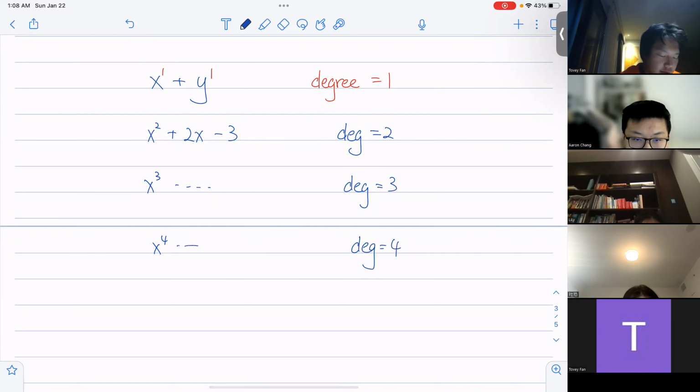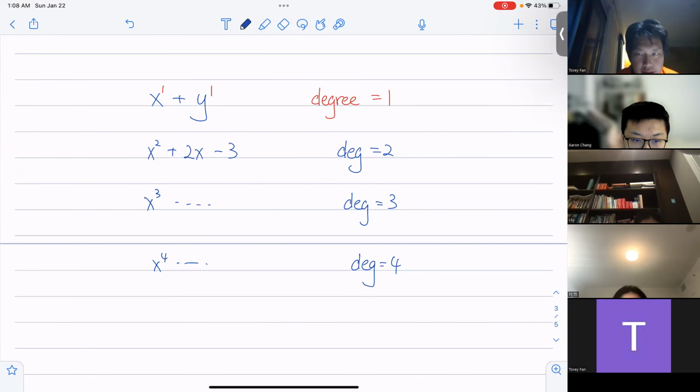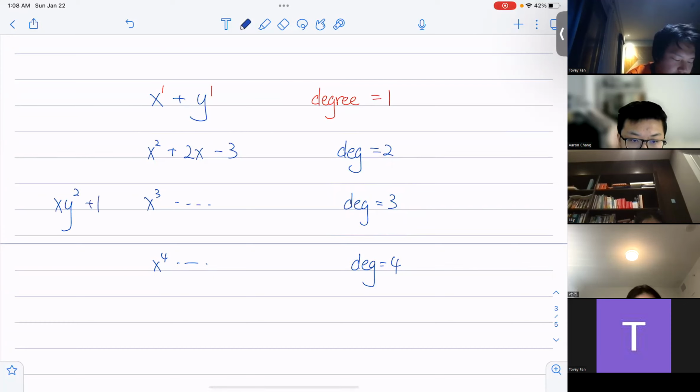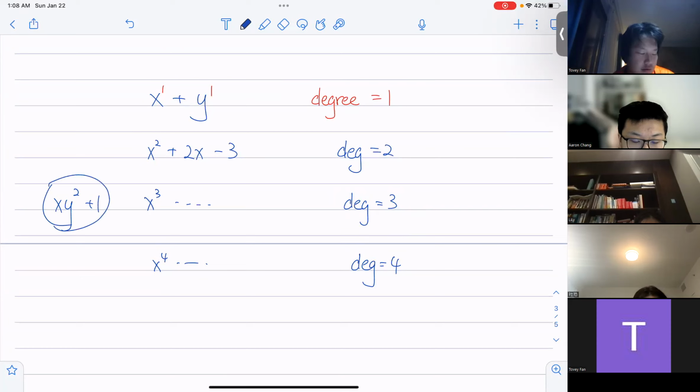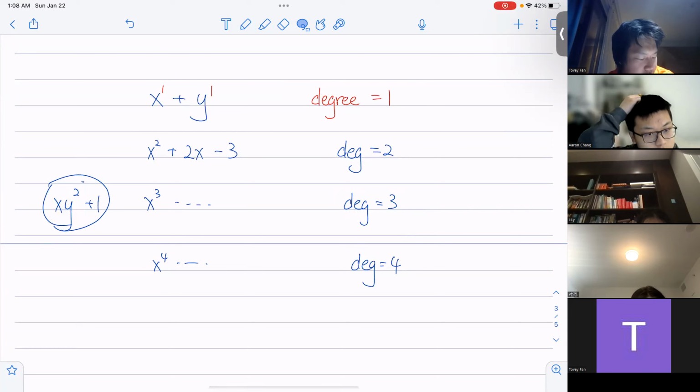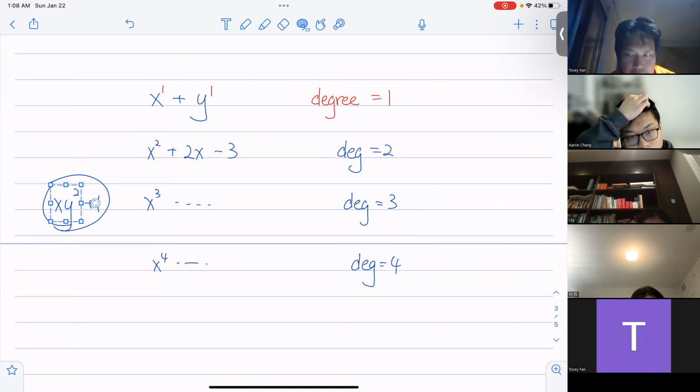Now, the degree doesn't only apply to x terms. It could have a combination of x and y, as long as the sum of their powers is 3. So for example, for degree equals 3, you could also have xy squared as a term. Say xy squared plus 1. This is a third degree polynomial, because in the first term you have 1x and 2y, and combined you have 3 variables multiplied together. A product of 3 variables means you have a third degree polynomial.